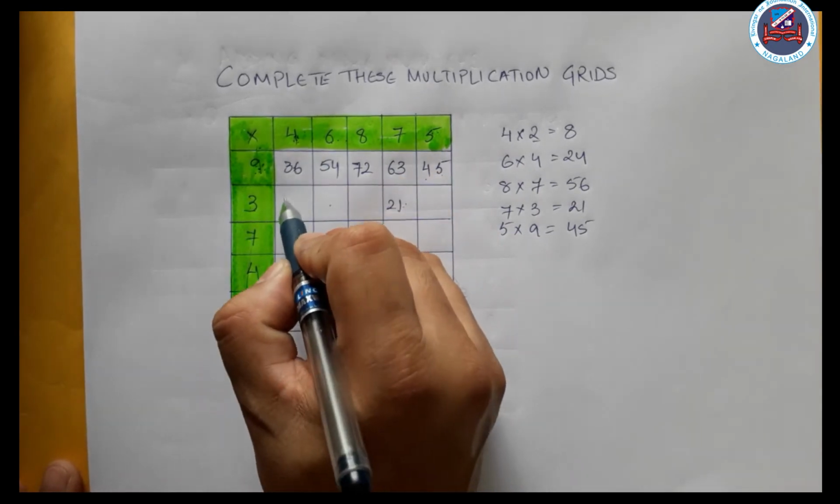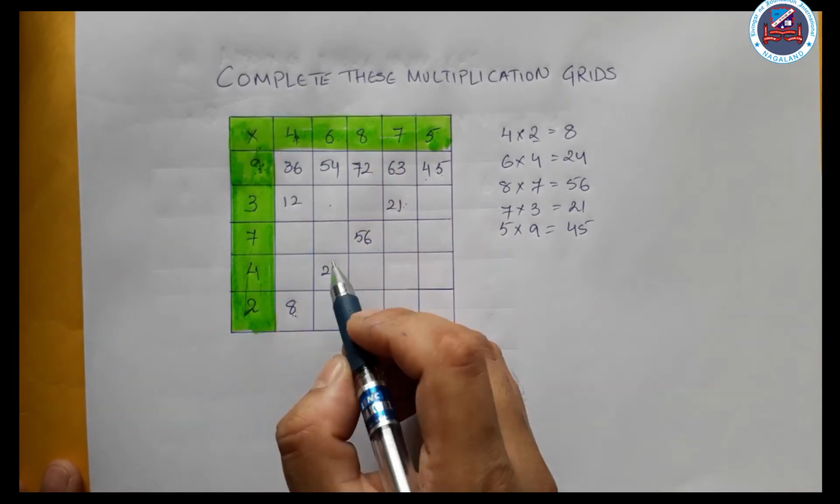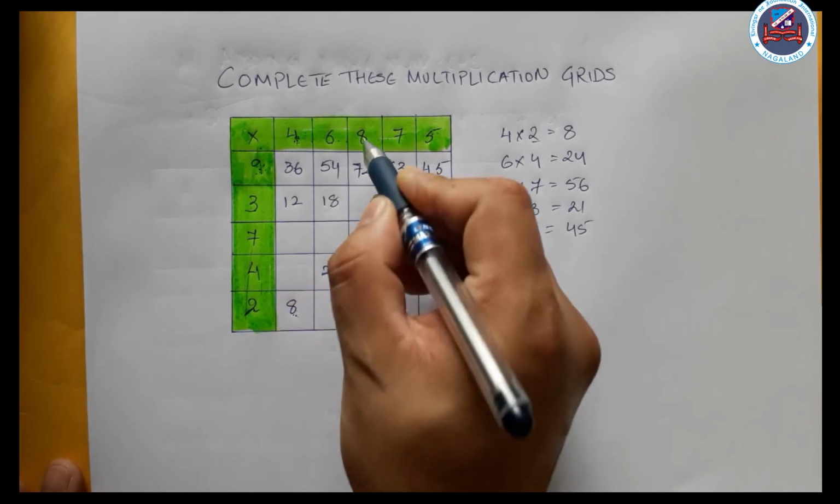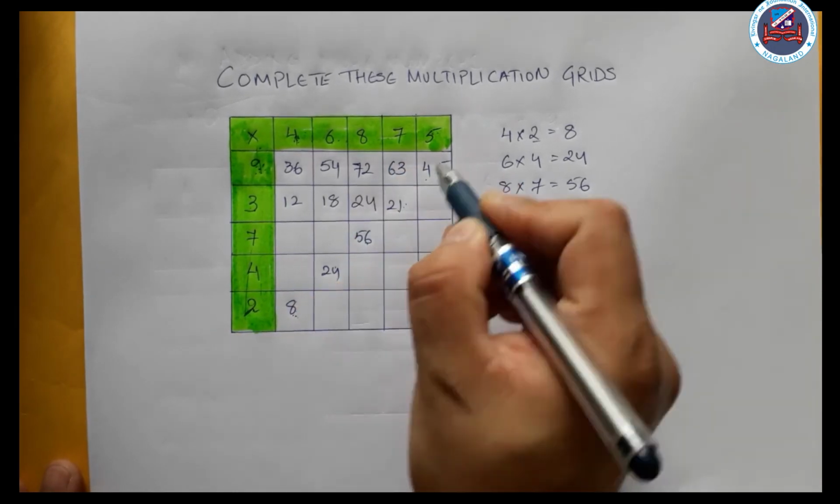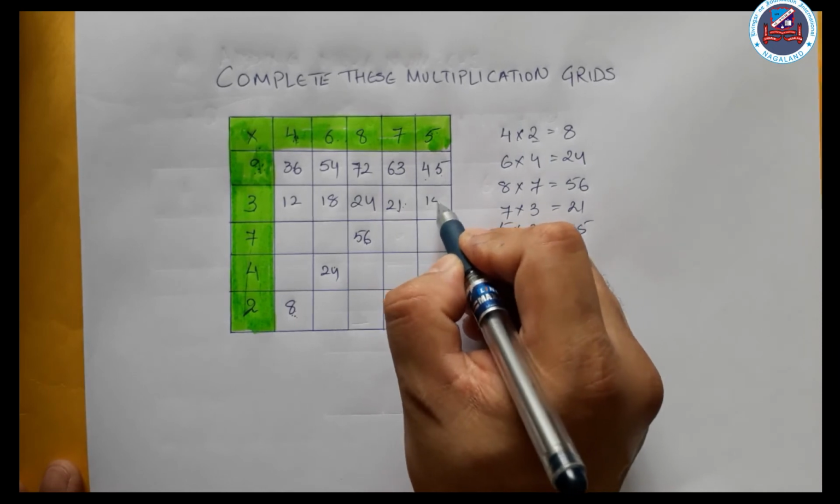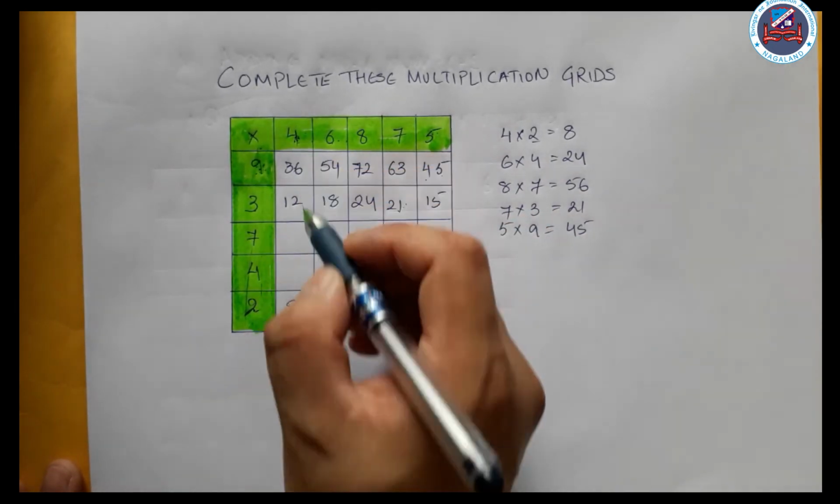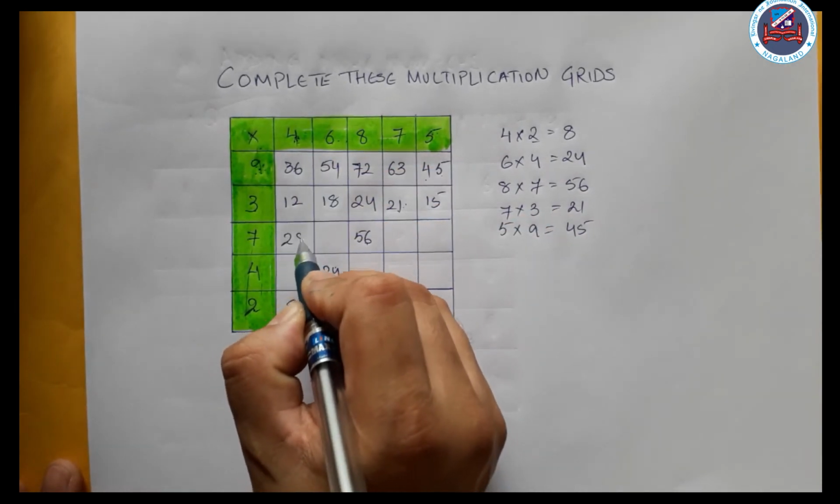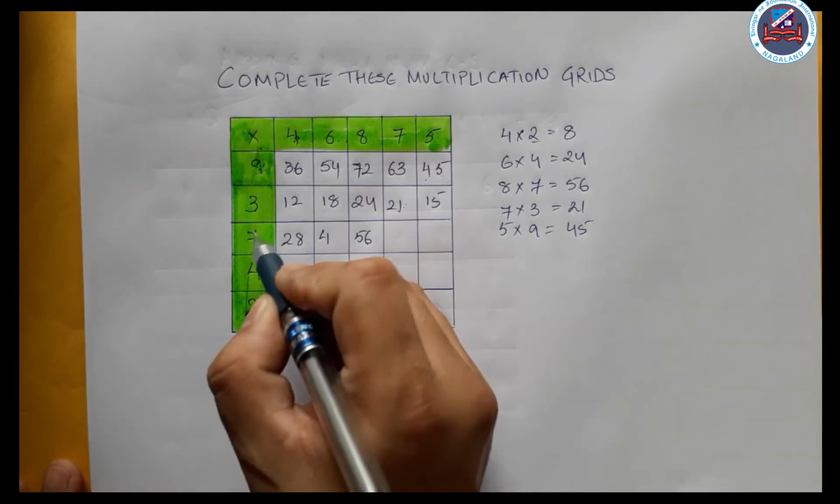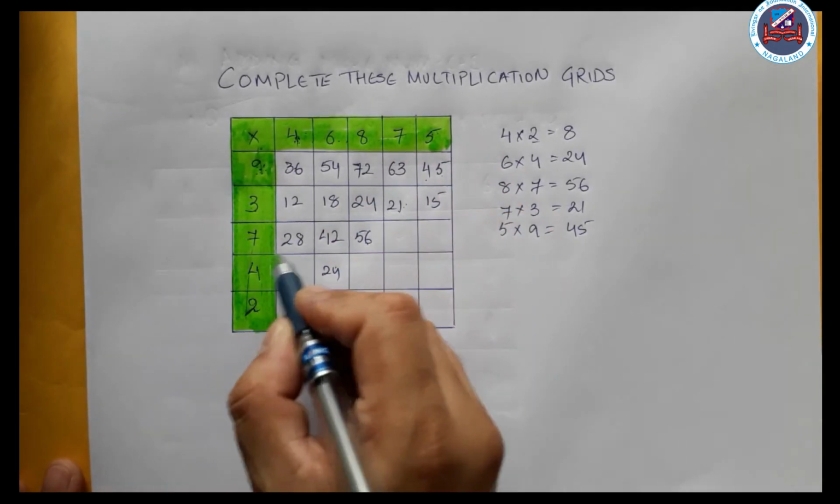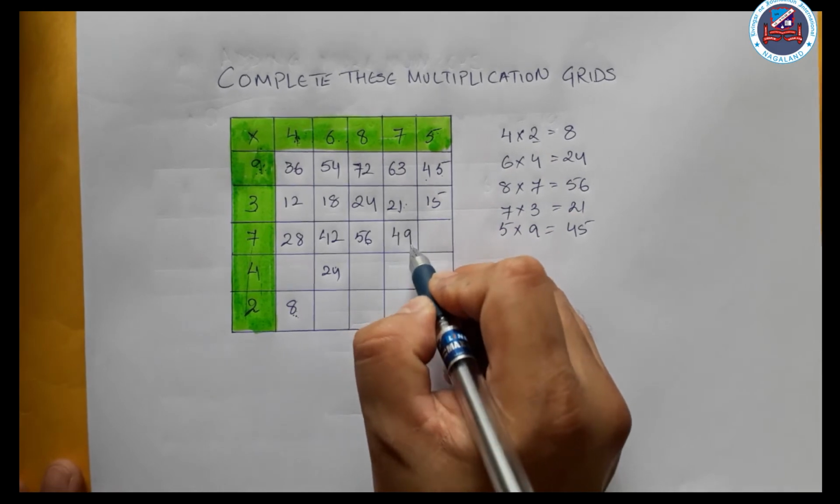3 into 4 is 12. 3 into 6 is 18. 8 3s are 24. 5 3s are 15. 7 into 4 is 28. 7 into 6 is 42. 7 into 7 is 49.